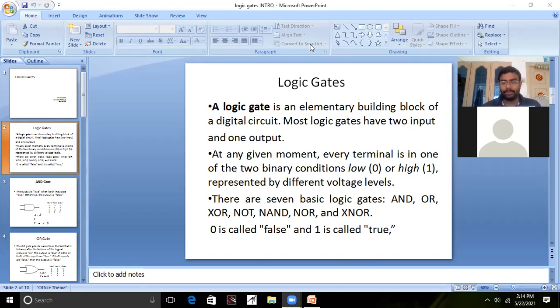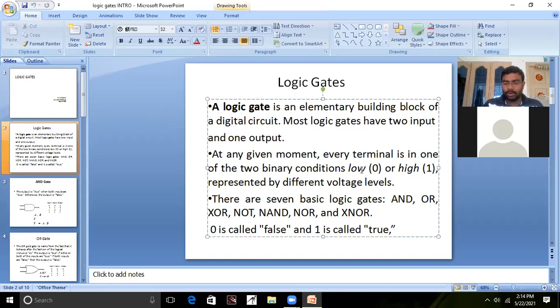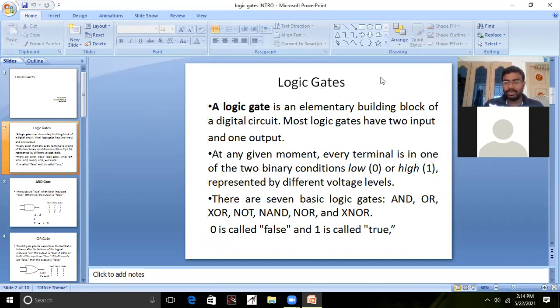Remember that logically we call 0 as low, and 1 as high. In some formats you can see that 0 is called low and 1 is called high. So don't get confused. 0 means low always and 1 means high always. Okay, that is the case.